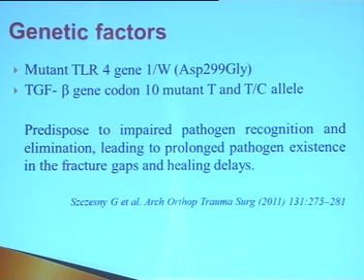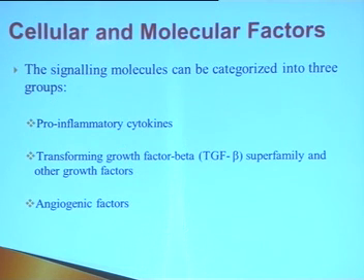So what are these intrinsic factors which we are talking of? One of them can be a genetic factor. There are some genes which have been known to predispose to impaired pathogen recognition and elimination, and they may lead to some defect in the healing. Then there are various cellular and molecular factors which are coming in now, and signaling molecules which are there are pro-inflammatory cytokines, transforming growth factor beta and other growth factors, and angiogenic factors.